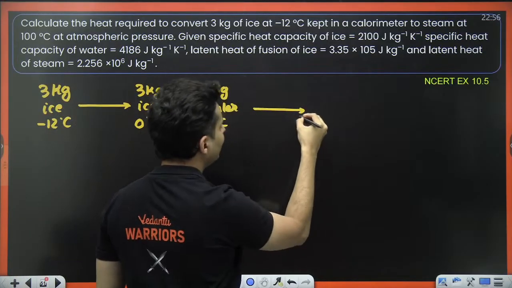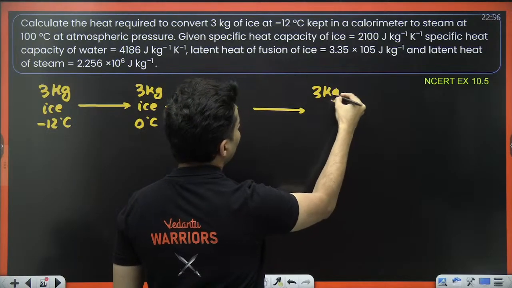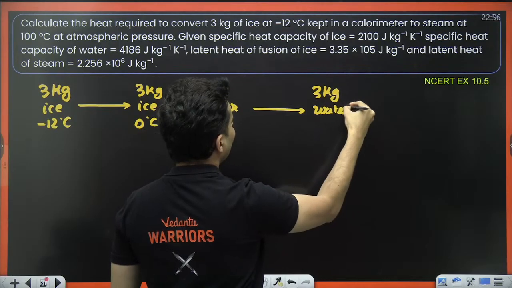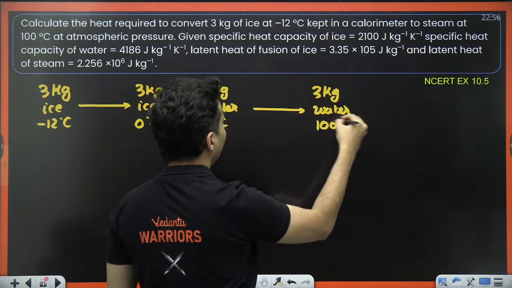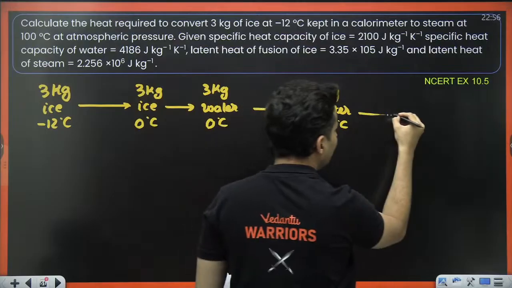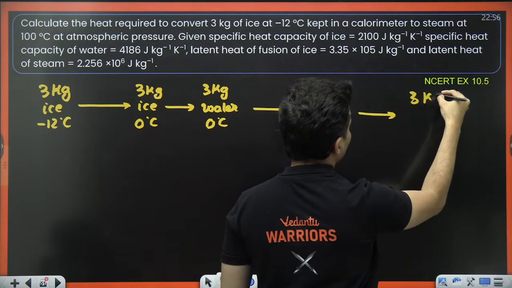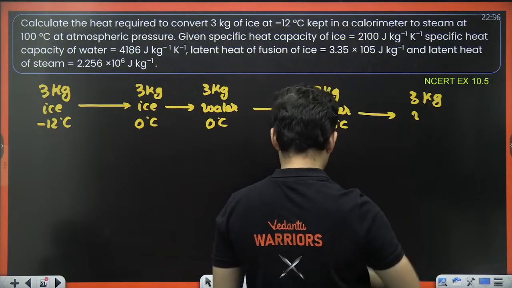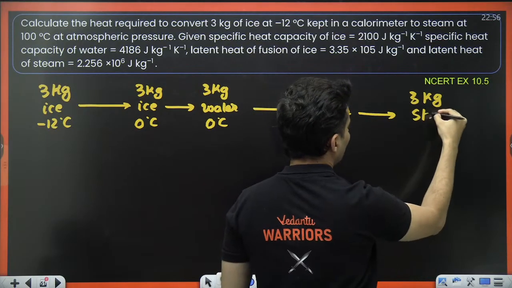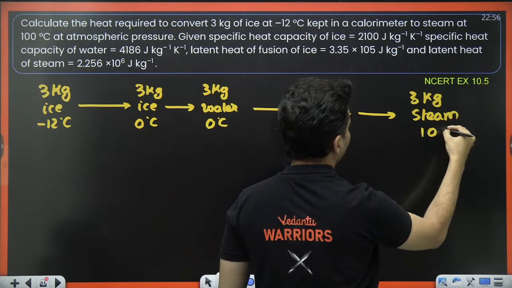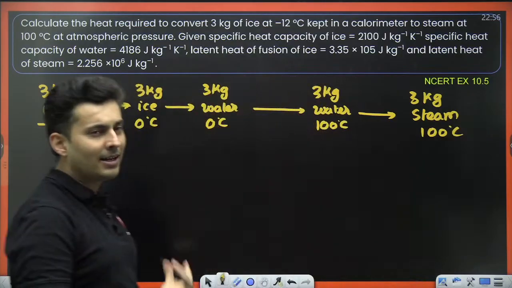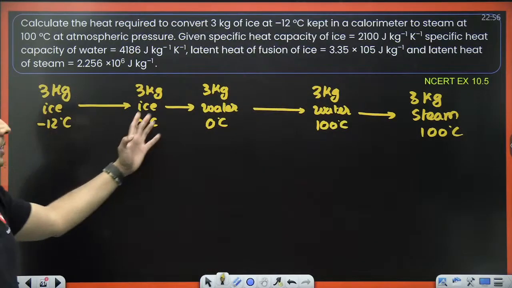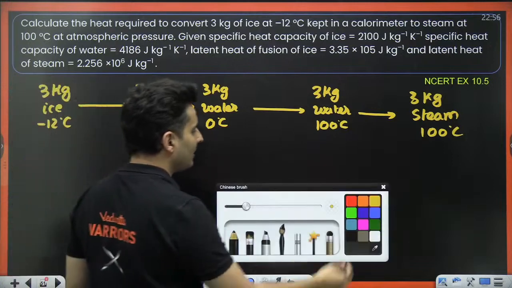Then you heat that water. That same 3 kg of water slowly increases the temperature to 100 degrees Celsius. You heat it further, and that 3 kg of water will now convert into steam at 100 degrees centigrade. This is an NCERT question. So in every process heat is required. What and all the heats are required?